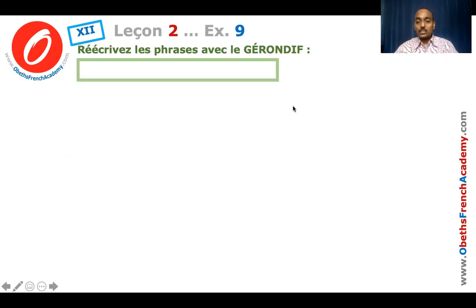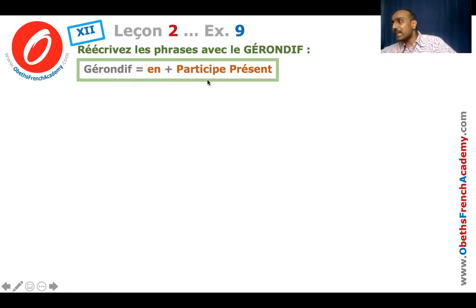Let's do some revision on how to get the gérondel. We've already learned how to get the gérondel in exercise number 8. If you're not really sure, please go back to exercise number 8, where I've explained in detail how to get the gérondel. But now let's do some revision. The rule for the gérondel is that we need to put the expression en in front of the present participle.